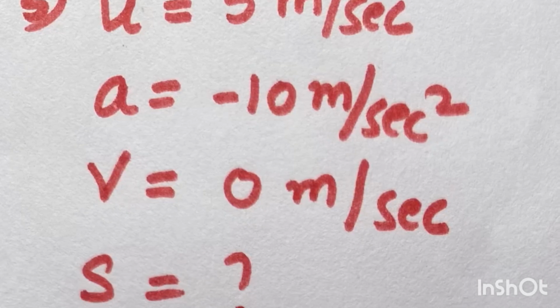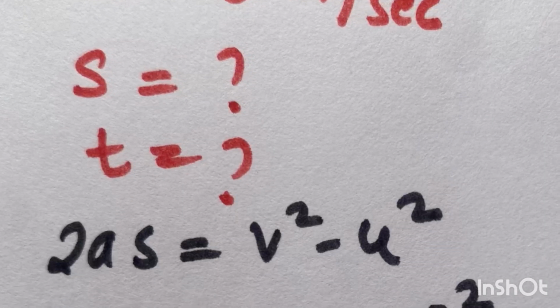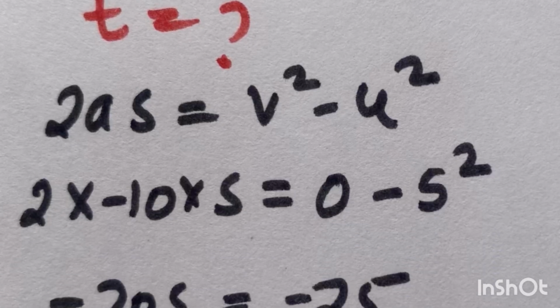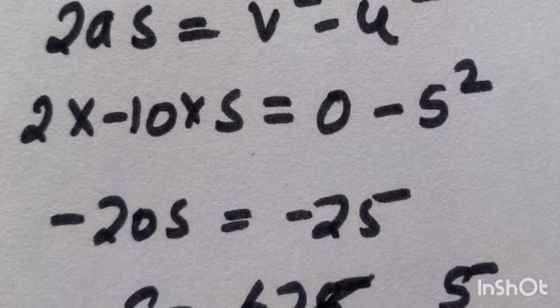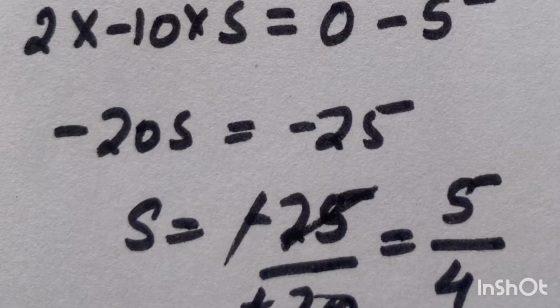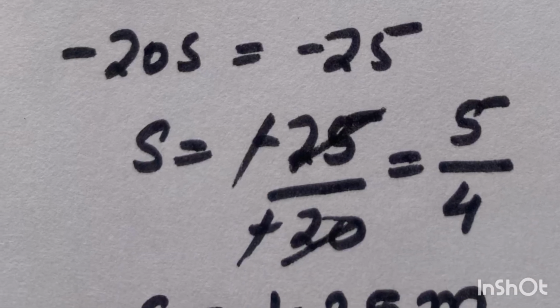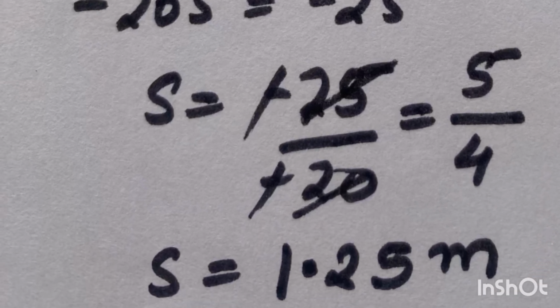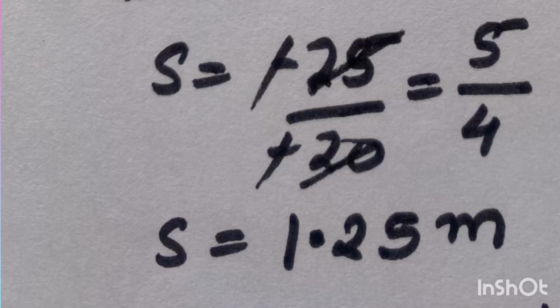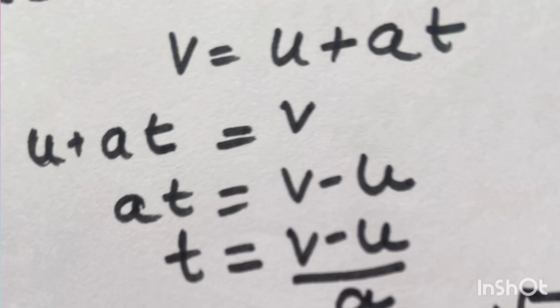So we can use the formula 2as equals v square minus u square. So we'll get minus 20s equals minus 25. So distance s equals minus 25 by minus 20, that is 5 by 4 or 1.25 meters. To find t, use formula v equals u plus at.